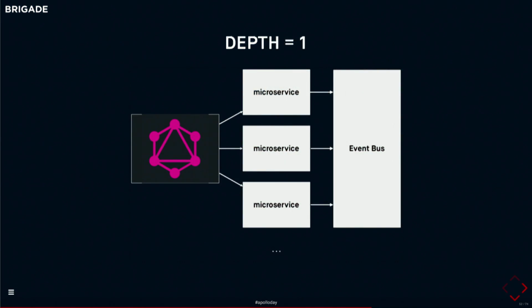So at Brigade, we've stuck to this design principle where we limit our depth to just one, and we don't have our microservices talk to each other. Of course, they do need to share some data, but they can do that asynchronously via our queued event bus. All of our synchronous communication is just orchestrated through GraphQL. So it fetches what's needed. It doesn't fetch anything else that we don't need.